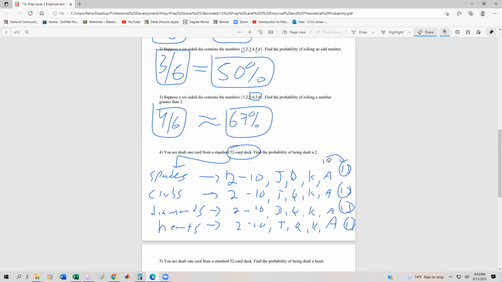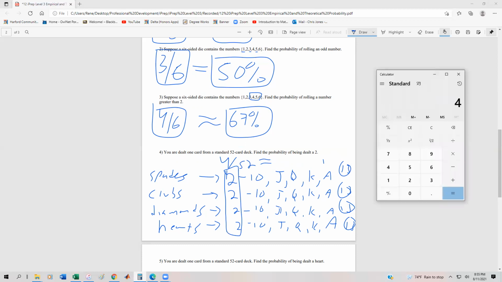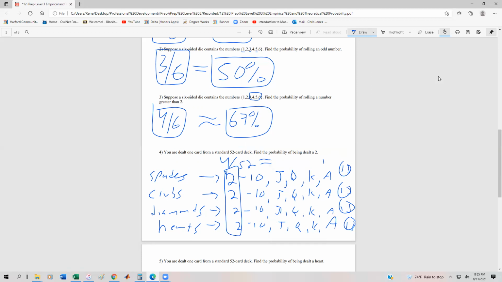Now to actually answer the question, which is what we're trying to do: what's the probability of being dealt a 2? I look at this, and there are 4 total 2s, so the probability is 4 out of 52. In our calculator, 4 out of 52 is roughly an 8% chance if I round it off. So if you're playing a game like poker or blackjack and you really need a 2, the probability is not very high in a standard 52 card deck.